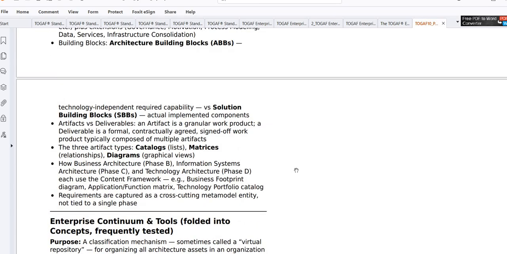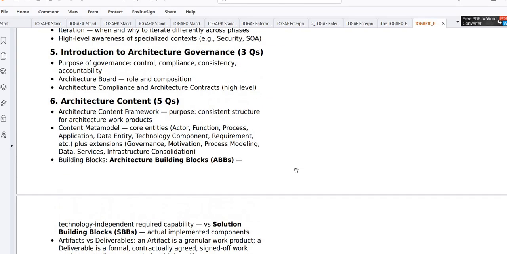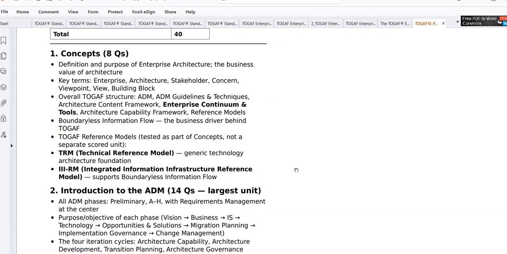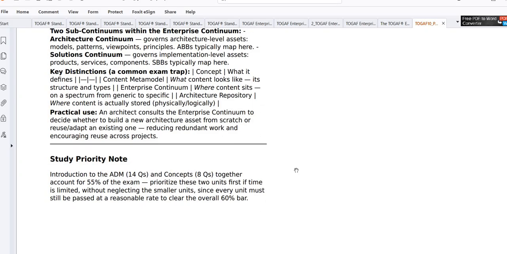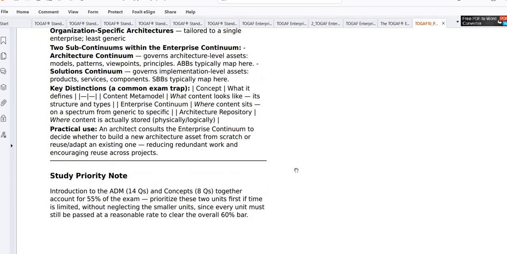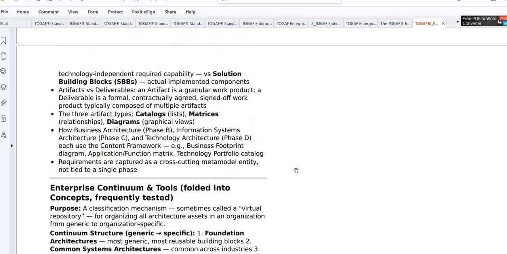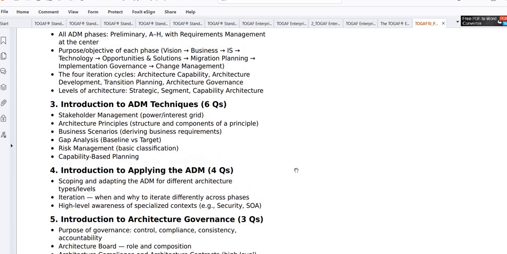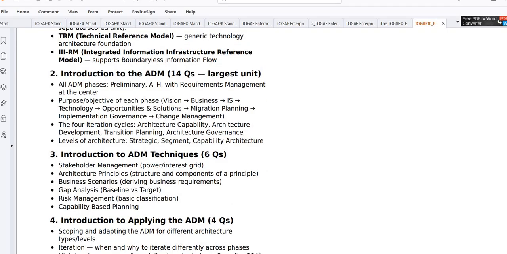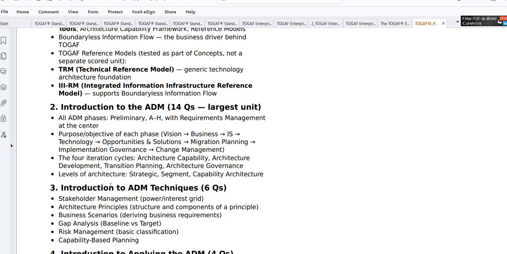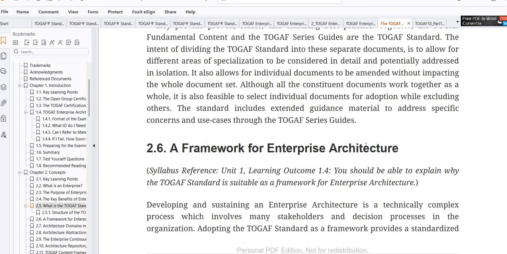Earlier I already gave the TOGAF ADM phases and all the other topics. Today I'm going to cover the exam point of view, and at the same time the concepts, how we can understand the main core concept. Today I will explain the TOGAF standards and the Enterprise Continuum and architecture content framework. So let's start with the first topic, very important in TOGAF.